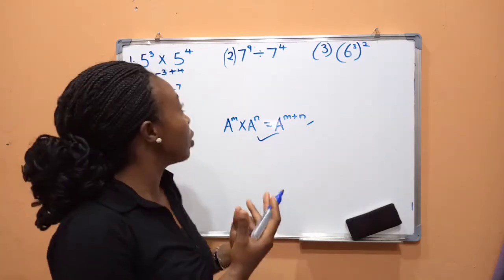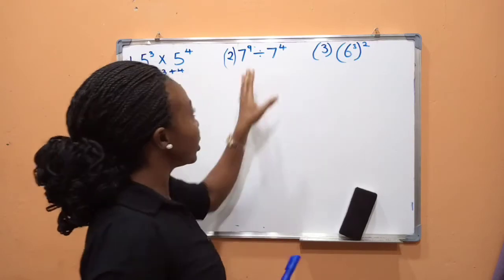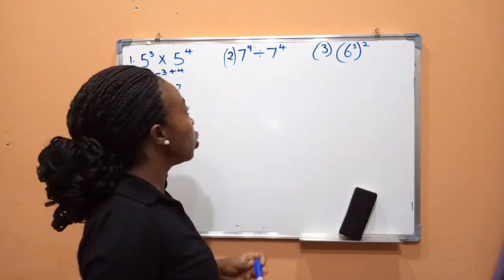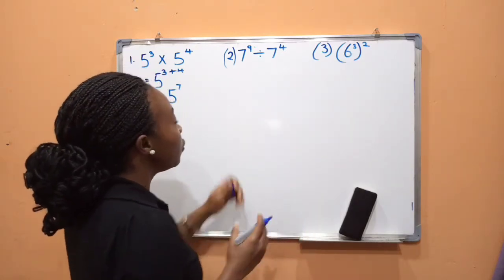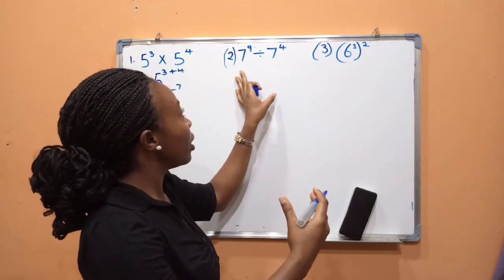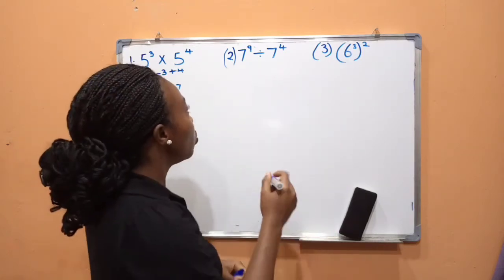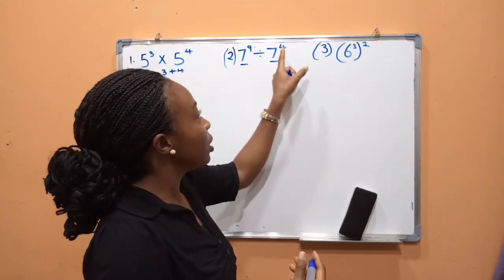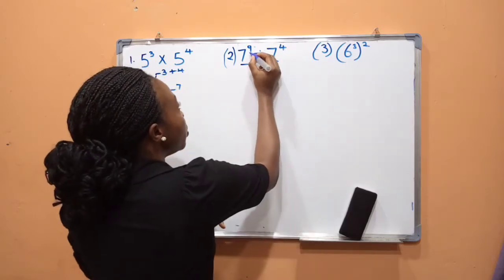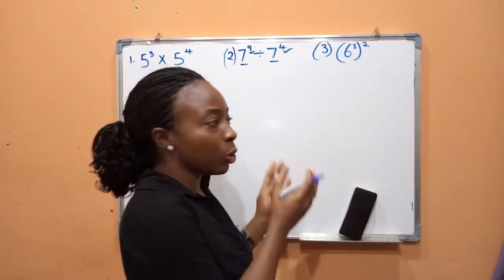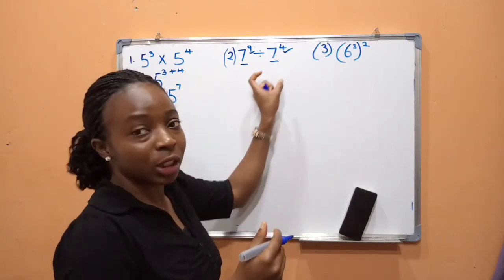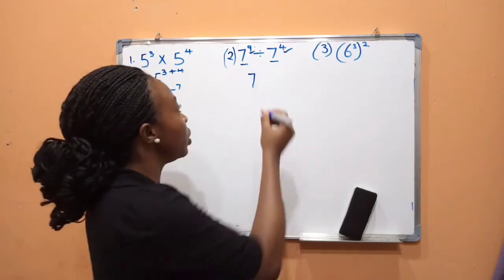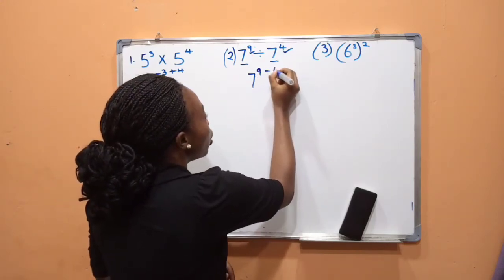So let's take a look at the second example. In the second example, we have 7 to the power of 9 divided by 7 to the power of 4. So what do we do here? In this one, it looks like the law I already interpreted in the previous class. Since we have the same bases, we are going to be subtracting the exponents. So whenever you're multiplying or dividing numbers with the same base, all you do is pick one of the bases since they are the same, and then you subtract the exponents. So we are going to say 9 minus 4.